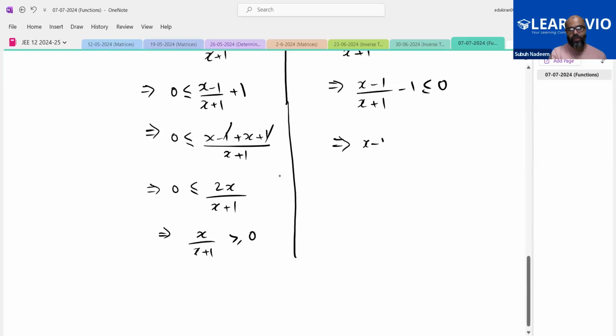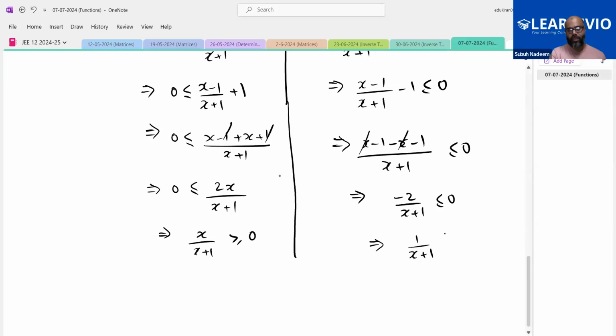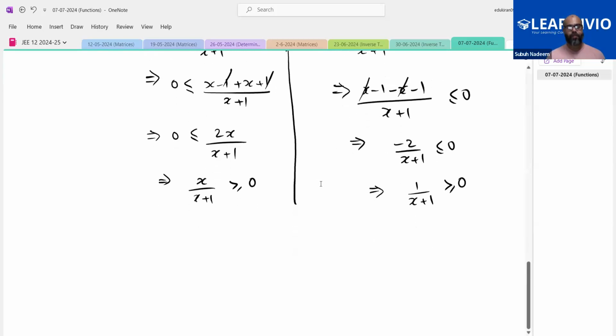Here, x minus 1 minus (x minus 1) by (x plus 1) is less than or equal to 0. x and minus x cancel. Minus 2 by (x plus 1) is less than or equal to 0, or we can say that 1 by (x plus 1) is greater than or equal to 0. Because we are dividing by -2, a negative value, the inequality will change.